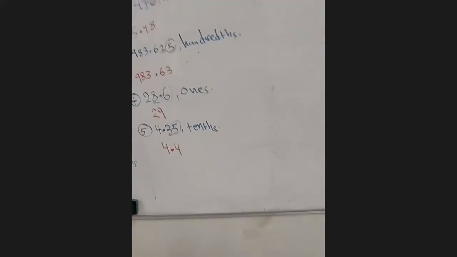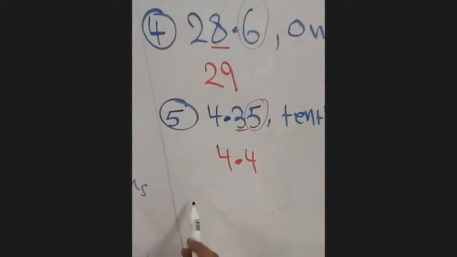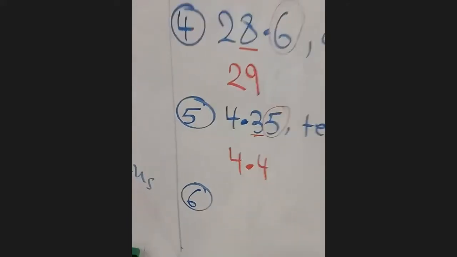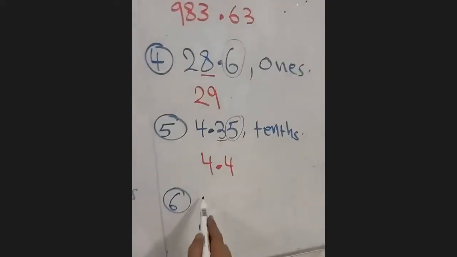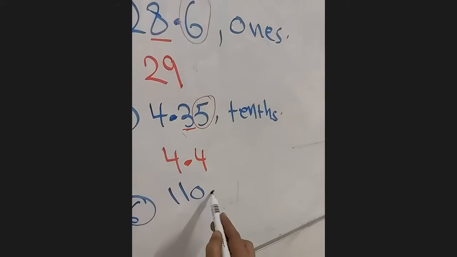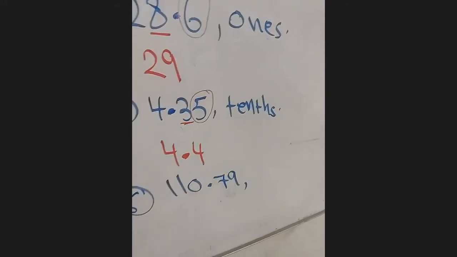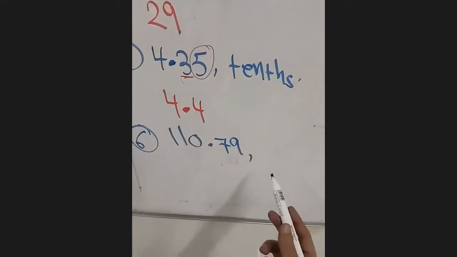Yes, Mister. Yalla ya Murad. Question 6. What we have in question 6? 110 decimal 79. 079. For which place value we went around? There is 0.